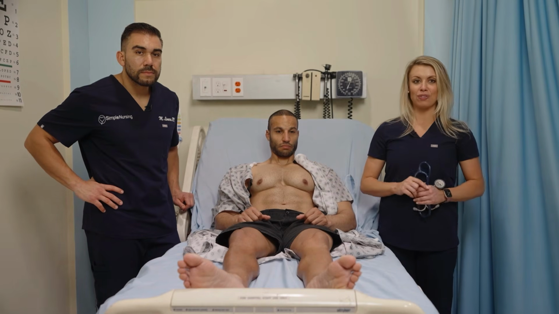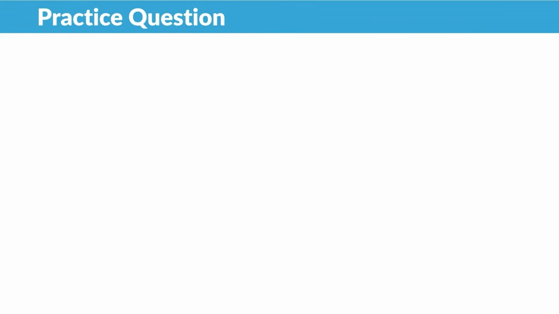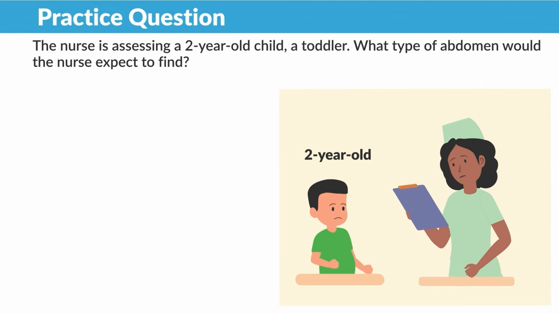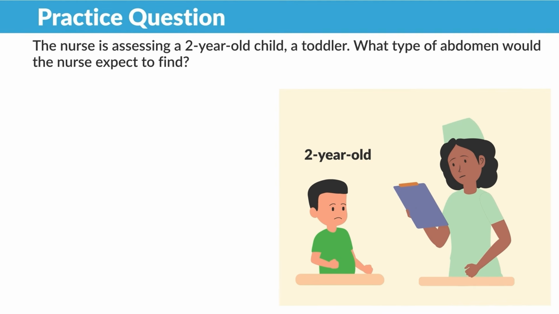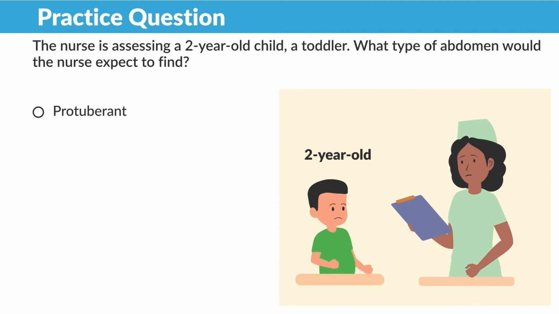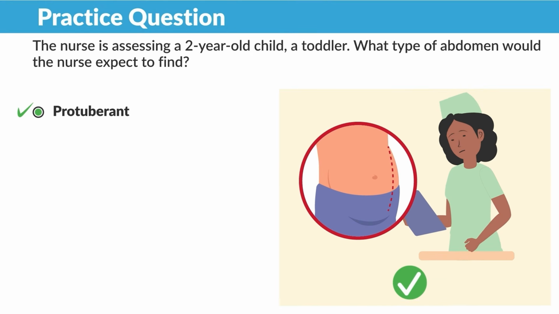It's important to know the difference between those four. Now for a practice question. The nurse is assessing a 2-year-old child, the toddler. What type of abdomen would the nurse expect to find? The correct answer is protuberant.